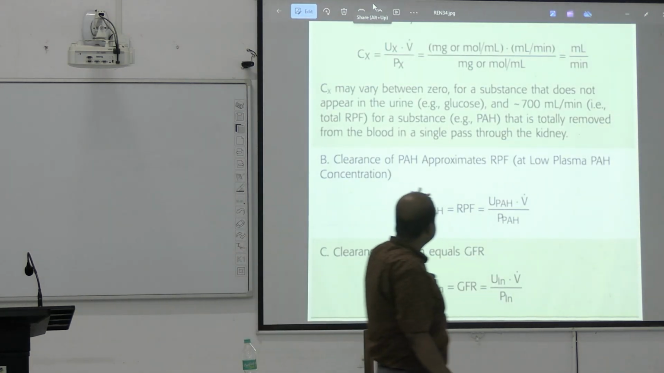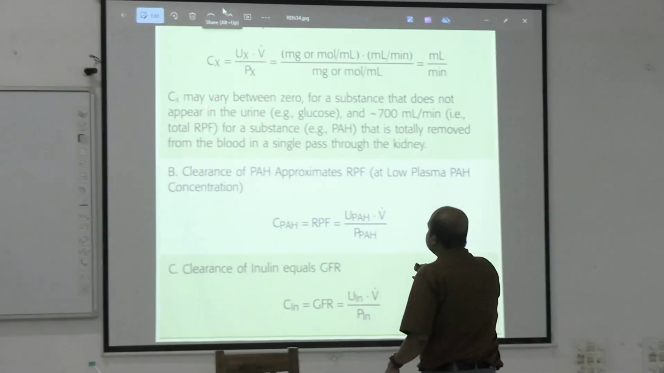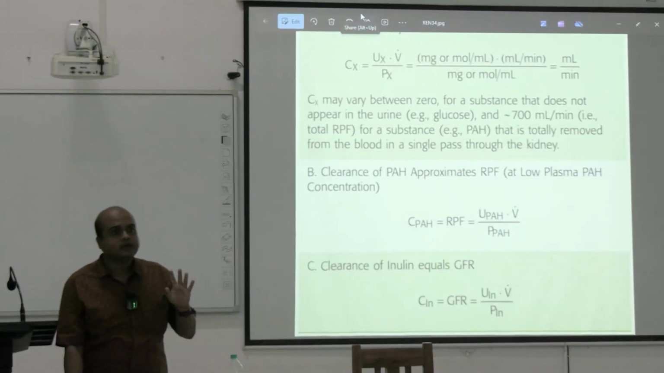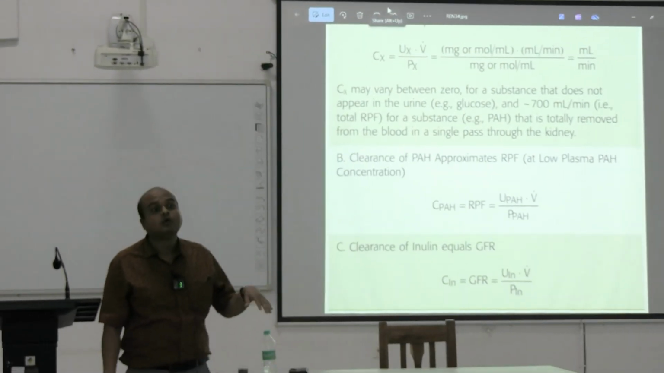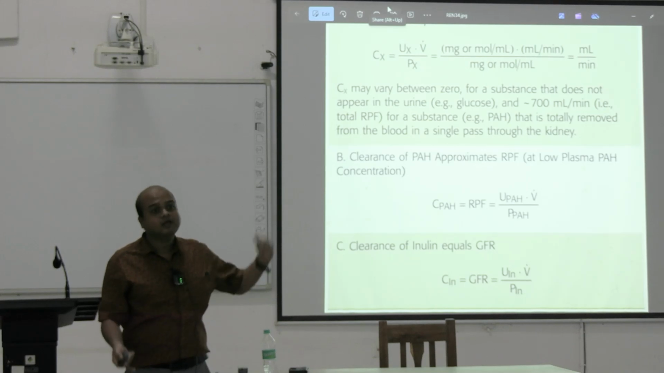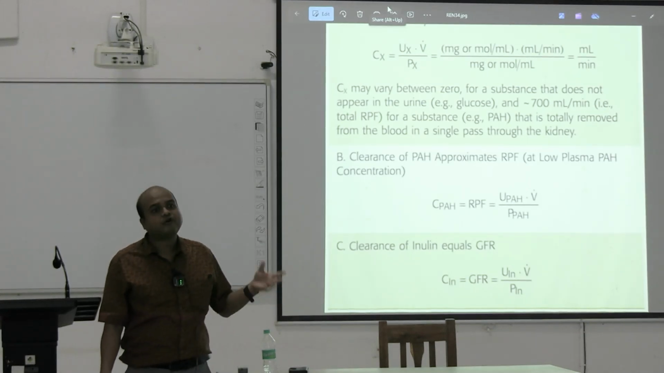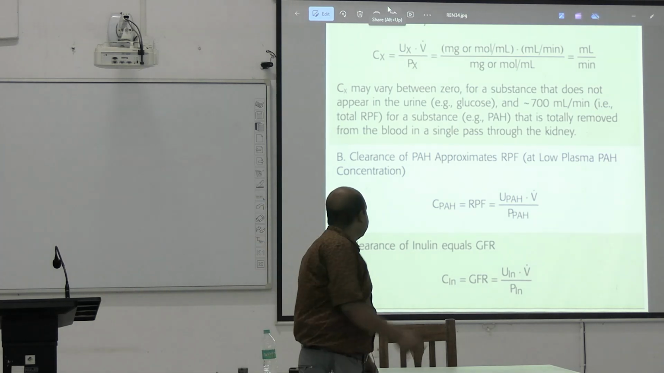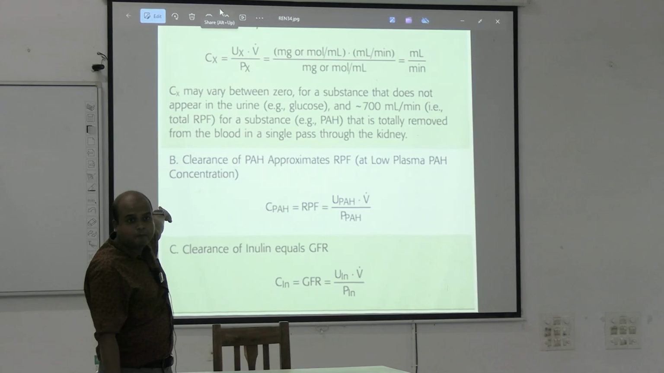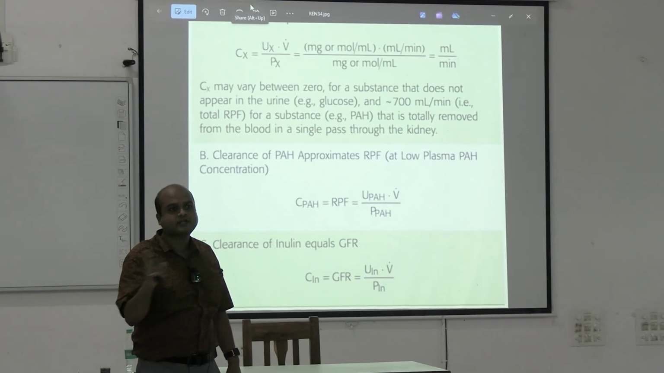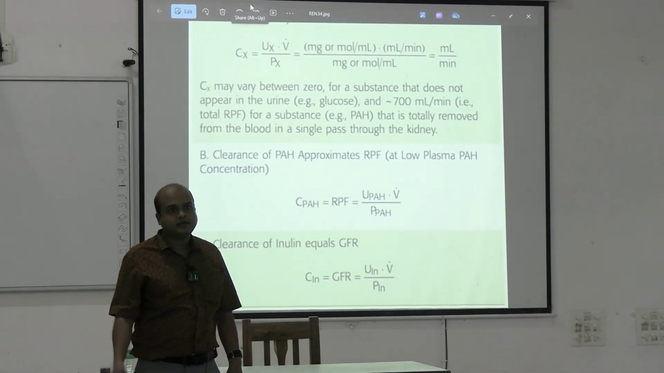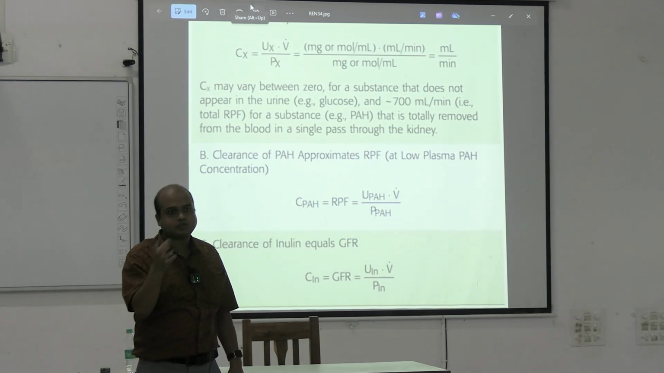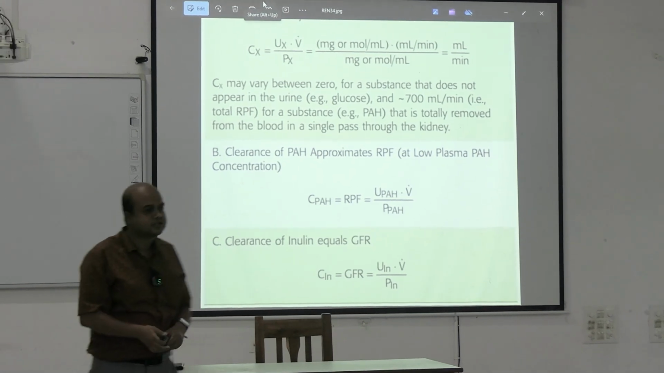So this is again clearance. Clearance may vary between 0 and the whole of the renal plasma flow. Glucose never goes out through urine under physiological circumstances, so its clearance is 0. If it is PAH, clearance is the whole renal plasma flow; if it is inulin, clearance is the GFR. That is what is written over here. And again, at low plasma PAH concentration, point B, clearance of PAH equals renal plasma flow. If the concentration is very high, it will exceed the secretory capacity, so that cannot hold.